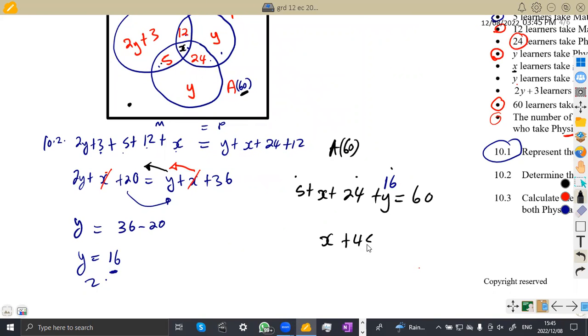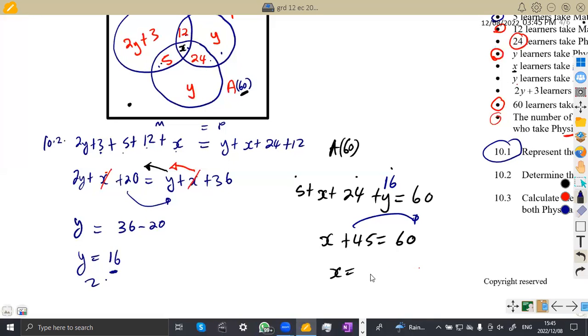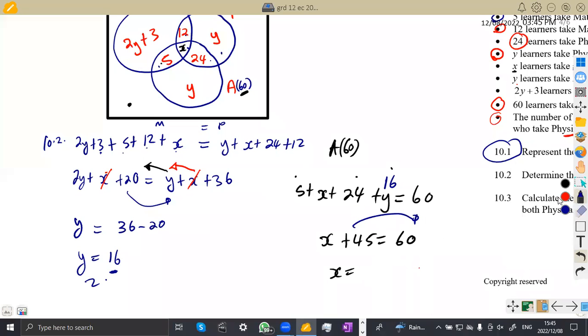So it's x plus 45 is equal to 60. So x is going to be equal to, if we transpose the 45 to the other side, 60 minus 45, that's 60 minus the answer that we got, which is 15. So we are going to obtain 15. This is the value of x that we are obtaining.